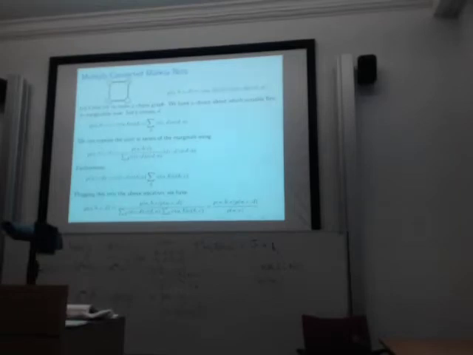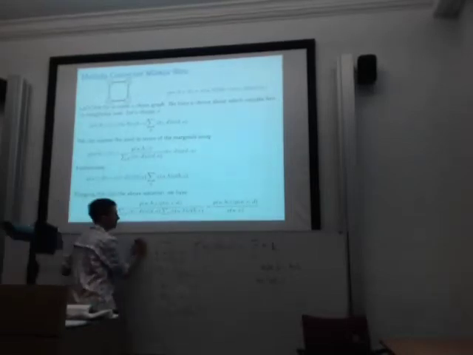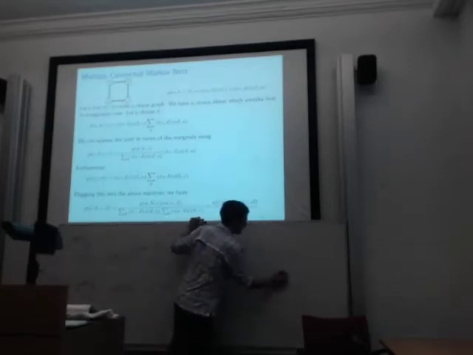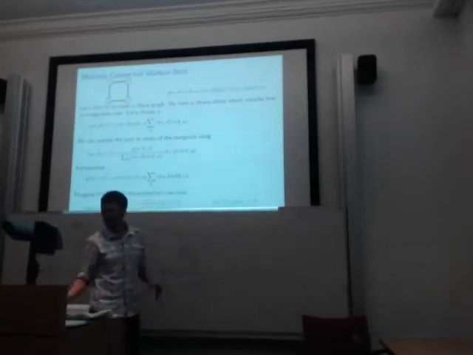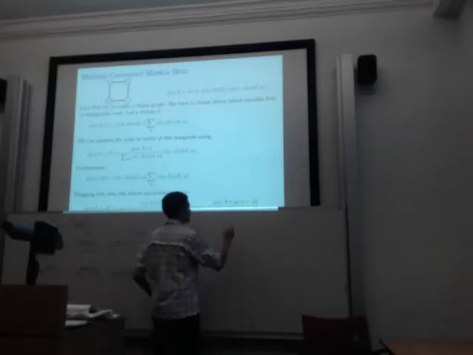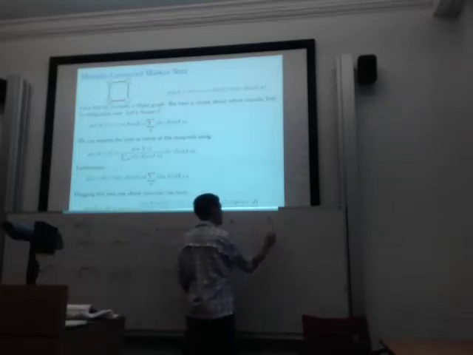Okay. So let's take this Markov network. What is the factor graph for this one? It's A, B, C, D.